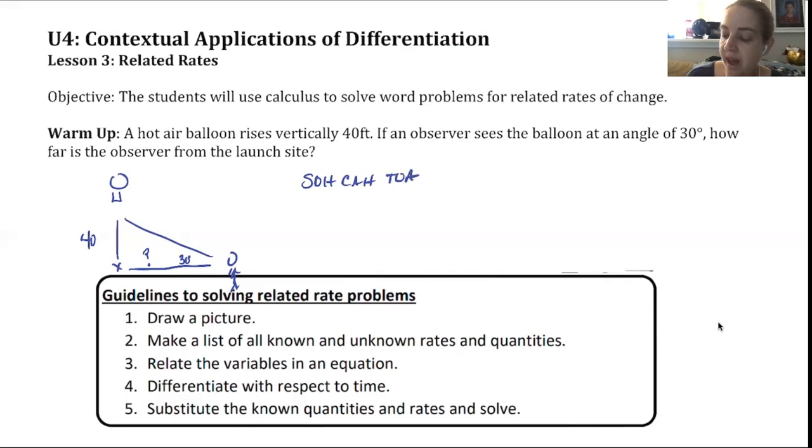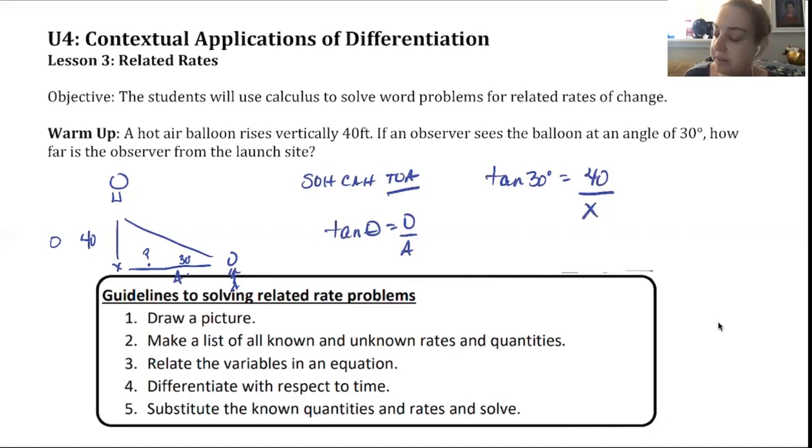I'm dealing with the opposite side and the adjacent side. So that's tangent. So the tangent of the angle is equal to the opposite over the adjacent. So in this case, the tangent of 30 degrees is equal to the opposite, which is 40, over the adjacent, which is the unknown. I have a question mark in the picture, but I'll use an X here. So tangent of 30 equals 40 over X. Now, you should be able to solve this with no problem.